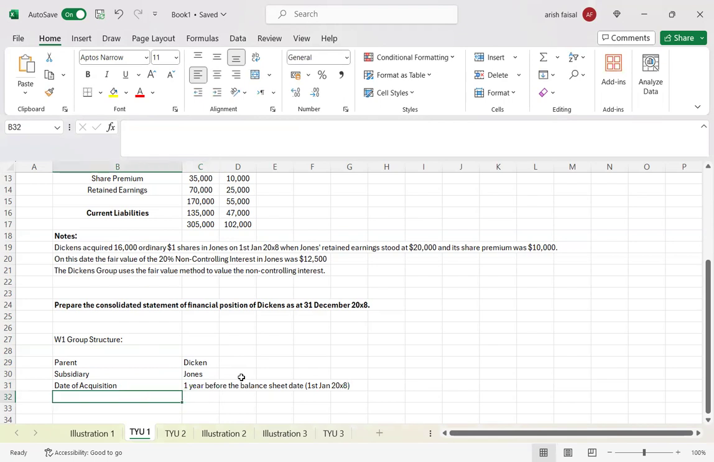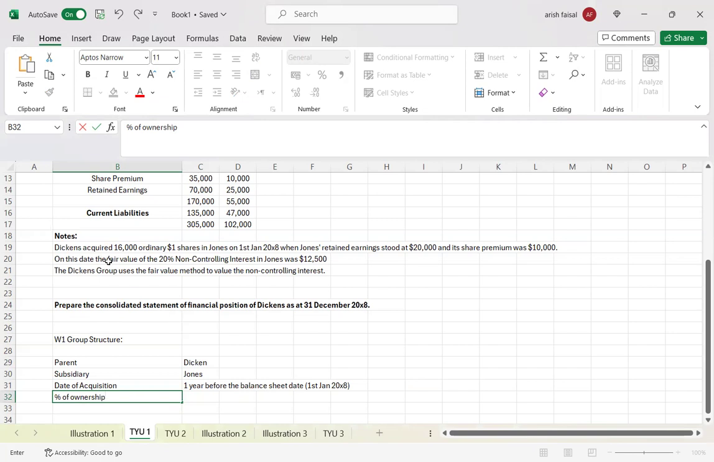The next thing you need to be clear about while you're doing the group structure working is to identify the percentage of ownership. Now, in some questions, they might give you the percentage of the share capital that has been owned by the parent in the subsidiary, but in other questions, they might give you the number of shares, as they have given it in this question. Then you would have to determine the percentage of ownership.